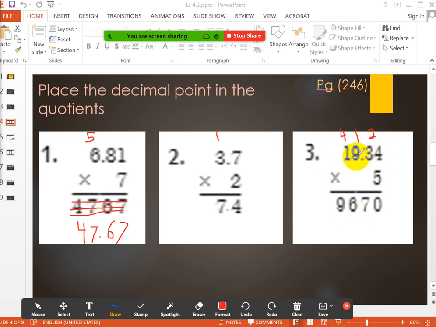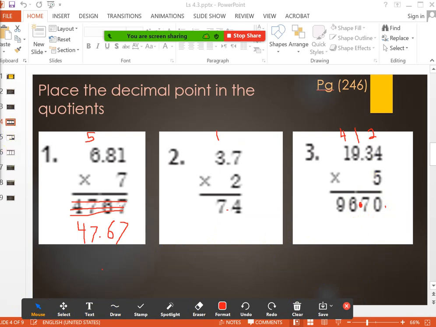What about the decimal point? Look, I have in the number 2 digits after the decimal point. That means I have to move the decimal point 2 digits. So the decimal point will be right here. Now the number becomes 96.70, or 96.7 tenths. Okay, this is the answer.